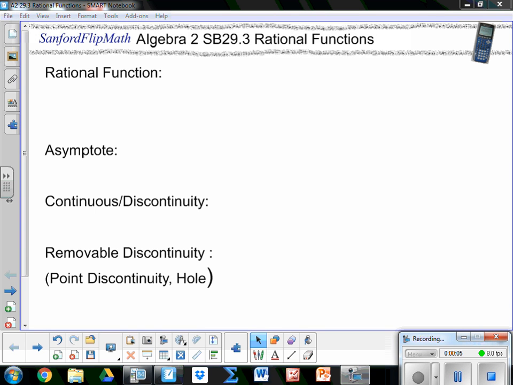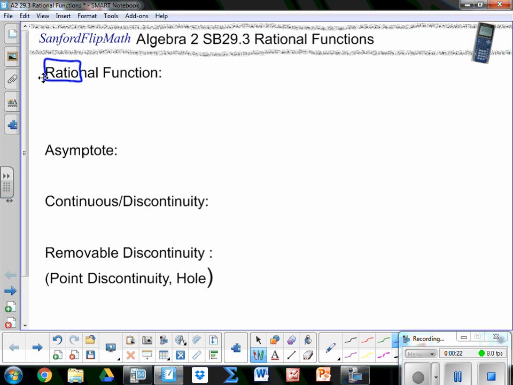We are working through the Springboard book. We are working through a unit on rational expressions, rational equations, rational functions. And rational, just to remind you, just has to do with the idea of ratio.